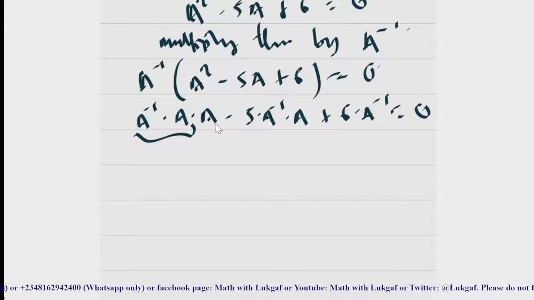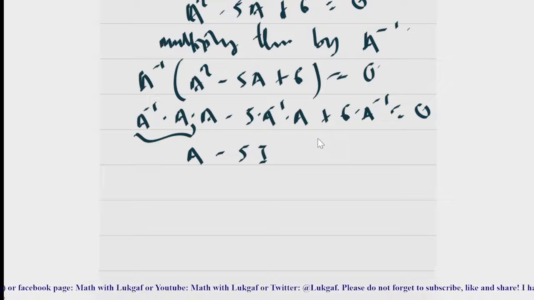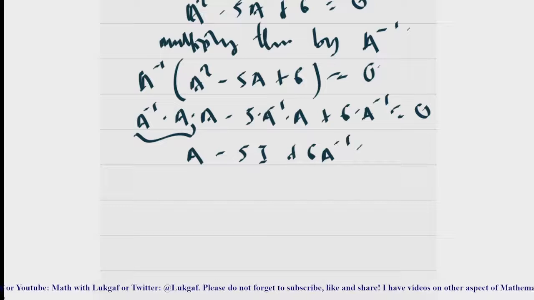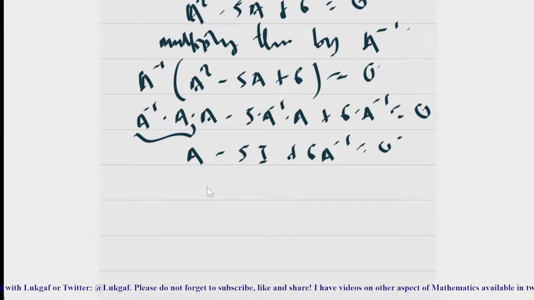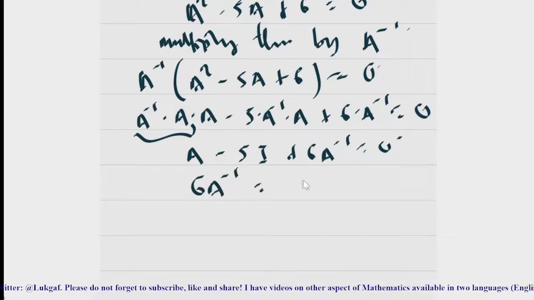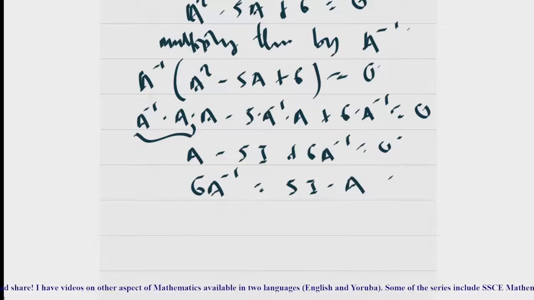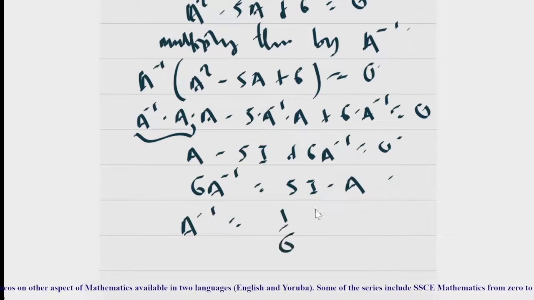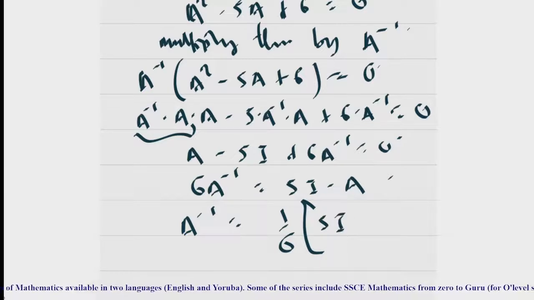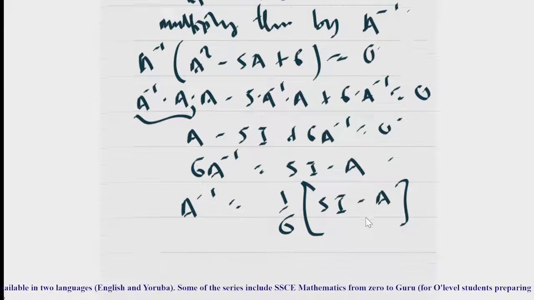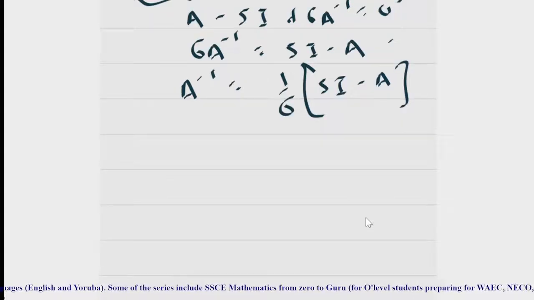And identity times A, that's going to give me A, minus 5I, which you can write as 5I. Then plus 6 A inverse is equal to 0. Then you can rearrange it. Then I'm going to have 6 A inverse is equal to what? 5I minus A. I hope you understand that. Then your A inverse will now be what? 1 divided by 6, 5I minus A. So 1 divided by 6, 5I minus A.